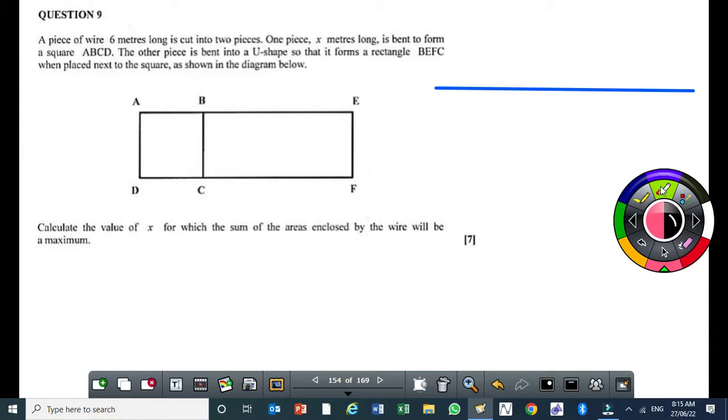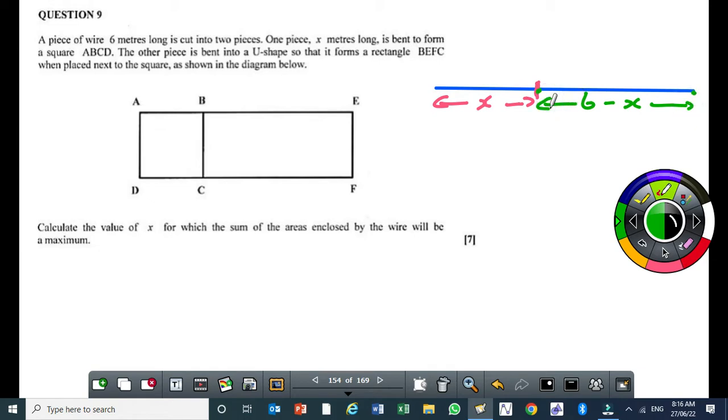So one piece is X. The full length is 6 meters. Then it is cut into two pieces. The first piece is X meters long. So let's say maybe up to somewhere there, it's X. Okay? What would be the length from here to there? If the full length is 6 meters, it will be 6 minus X. So this will be 6 minus X. Are you following that? Right.